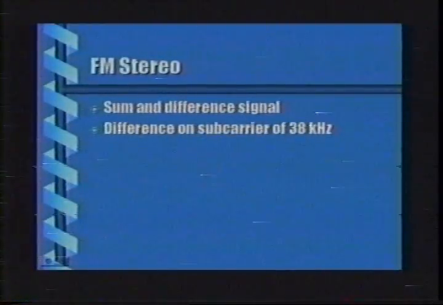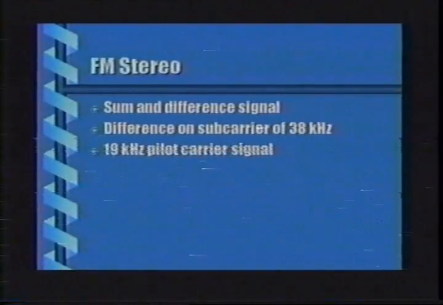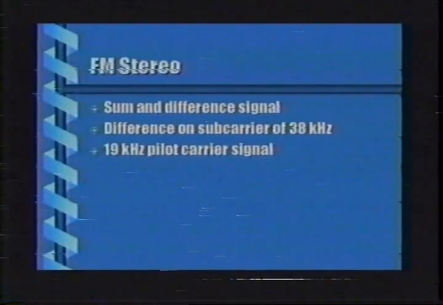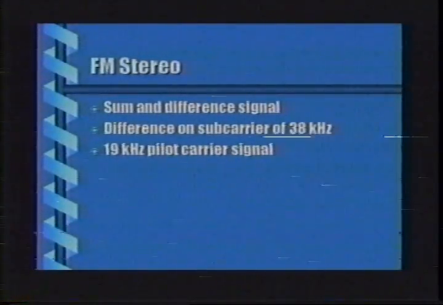The difference signal is transmitted on a subcarrier of 38 kilohertz, so that the 2 signals are multiplexed, the sum and the difference signal, with the difference being shifted up to 38 kilohertz using this subcarrier. A pilot carrier of 1/2 of this, 19 kilohertz, is transmitted to help the receiver demodulate the difference signal.